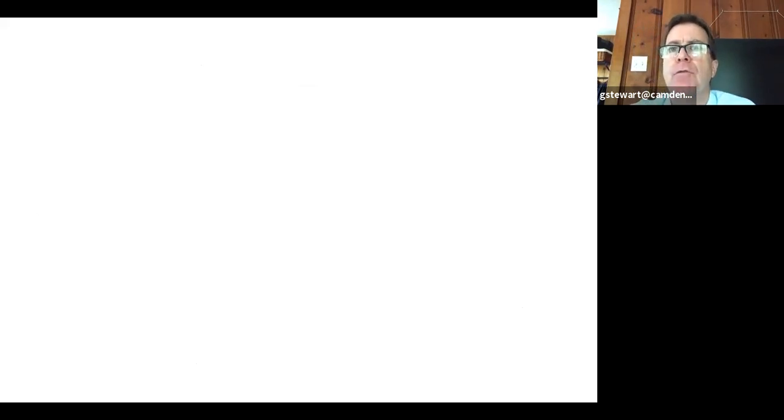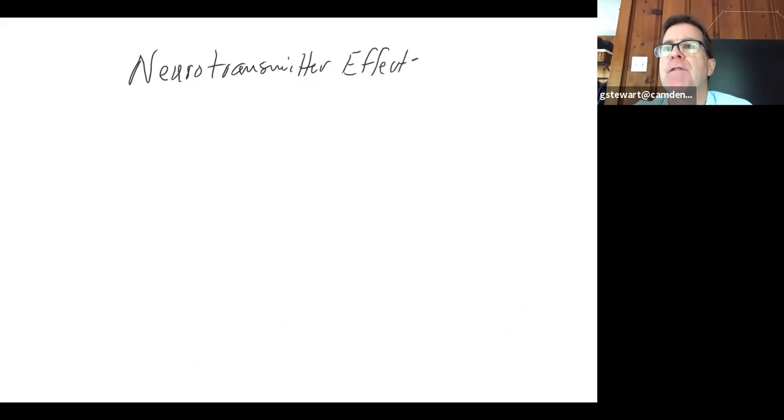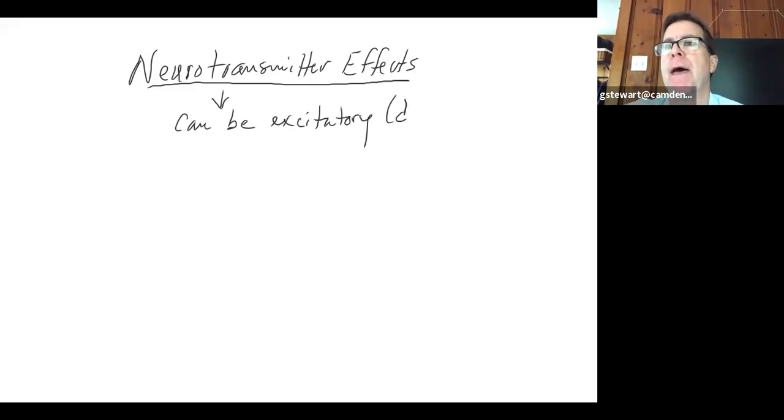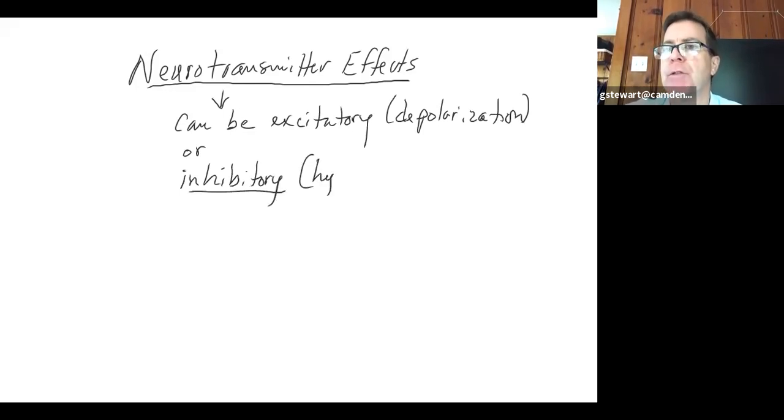We know now the neurotransmitter effects from our last discussion. We know that the effects of neurotransmitters can be either excitatory or inhibitory. So neurotransmitters can be excitatory, causing depolarization, or inhibitory, causing hyperpolarization at the postsynaptic cell's membrane.